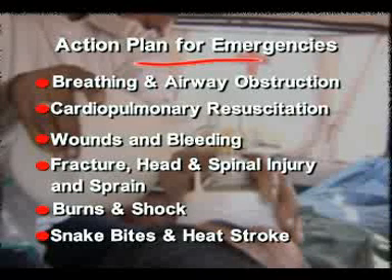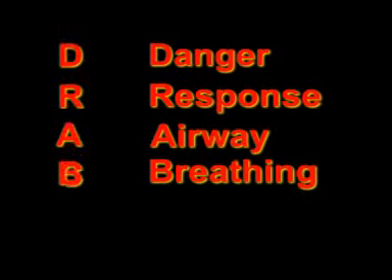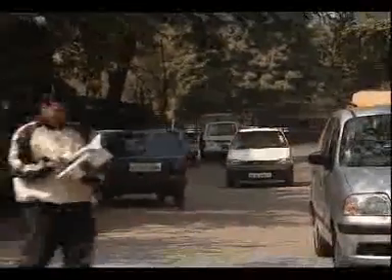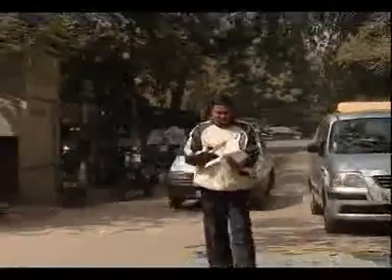A volunteer must remember D, R, A, B, C as the action plan for giving first aid. D is for danger, R is for response, A is for airway, B is for breathing, and C is for circulation. Let's begin with the action plan of handling an emergency.